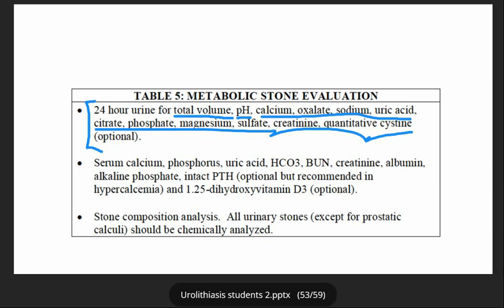over 24 hours. Then in the serum, you have to measure certain substances like calcium, phosphorus, uric acid, creatinine. Also, if the calcium is high, you have to measure parathyroid hormone to see if the patient has hyperparathyroidism. And as we mentioned and discussed before, you have to know the stone composition if the patient passes it and you send it for analysis.